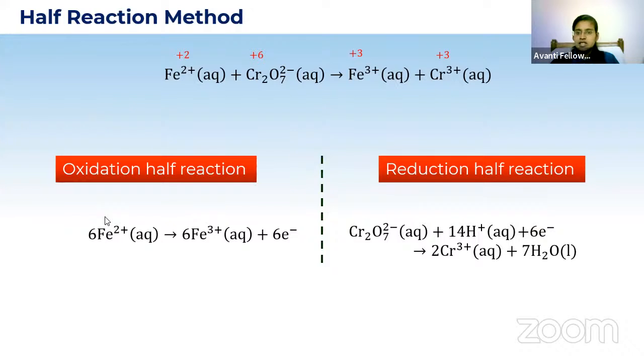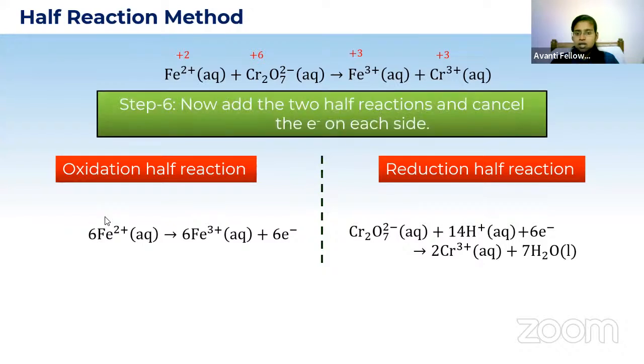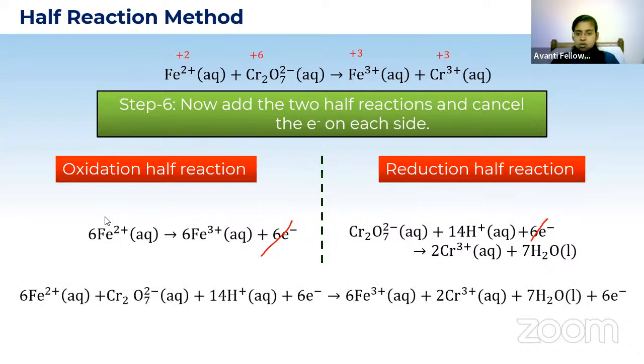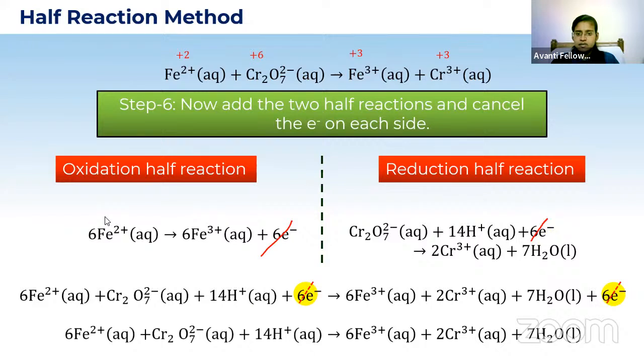You can cancel the common terms. Who are the common terms? Now add the two half reactions and cancel the electrons on each side. The electrons will get cancelled. The other terms will not get cancelled, they are not common, so write the left hand side on one side. If the 6 electrons are cancelled, this is the final balanced equation for this particular reaction.